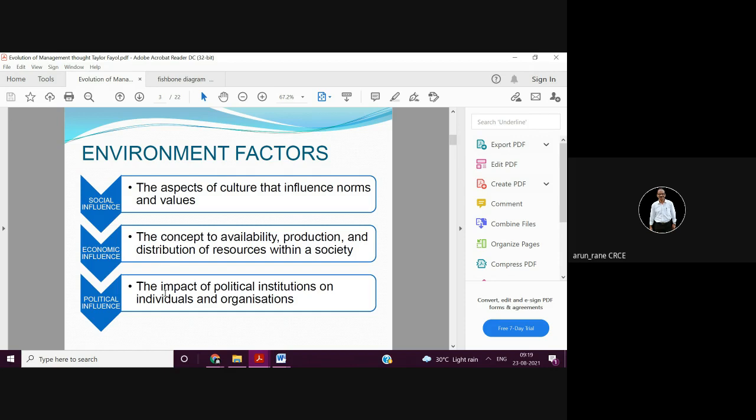It is seen that if you look at all the CEOs or all the top management positions in the MNCs, basically they are not engineers. They are commerce graduates, arts graduates, management graduates, postgraduates, or even CAs and ICWAs also. But very few technically qualified people you will see in top management positions.